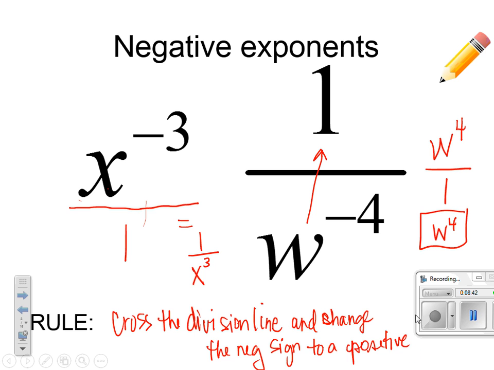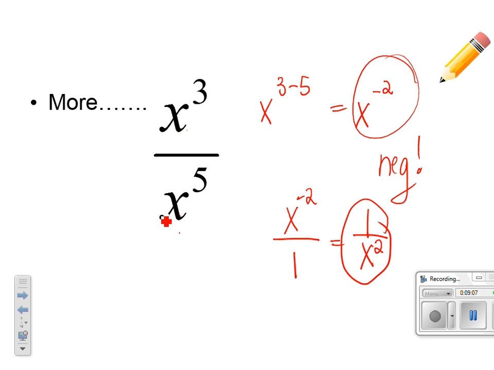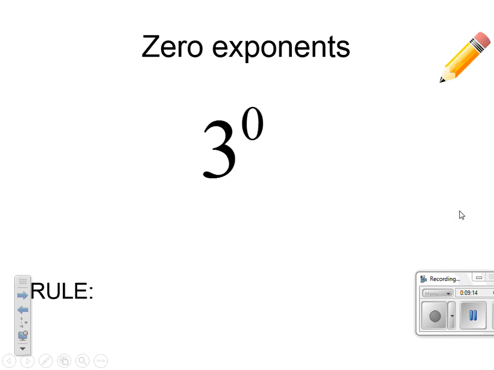So if we were to go back to the last slide I was just working with, and we had x to the negative 2, that is obviously in the numerator because it doesn't have a division sign. I would have to cross the division line and change the sign. So it becomes x squared on the bottom, and I'd have to put a 1 over it. Okay, so I can use the subtraction rule, but if I get negatives, I then have to use the negative rule. All right, so then I have 0 exponents.